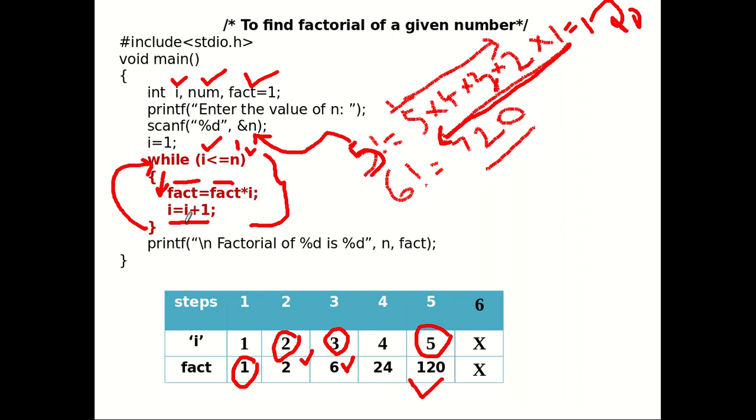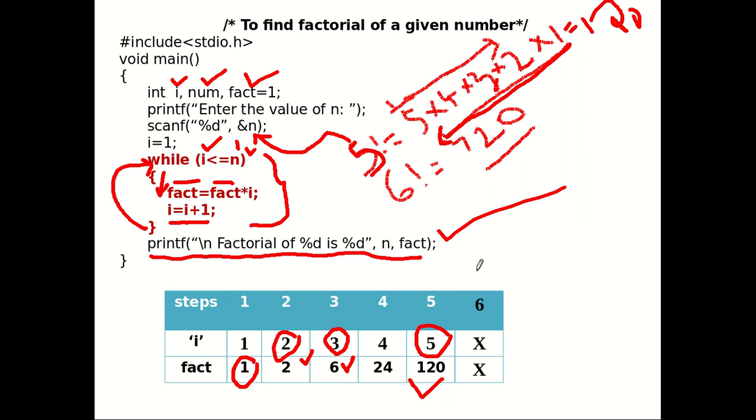Again the I value is incremented by 1. So the I value is what here? 6. Is 6 less than or equal to 5? Neither is it less nor is it equal. So the condition will fail and it will come out of the loop, and this particular statement will be executed.